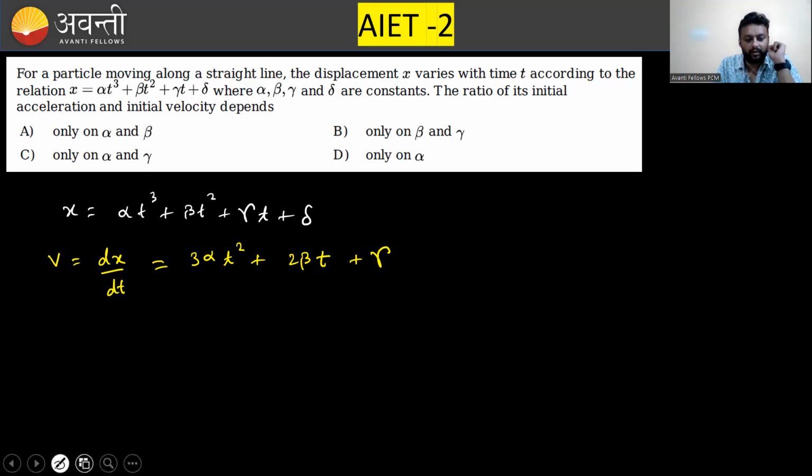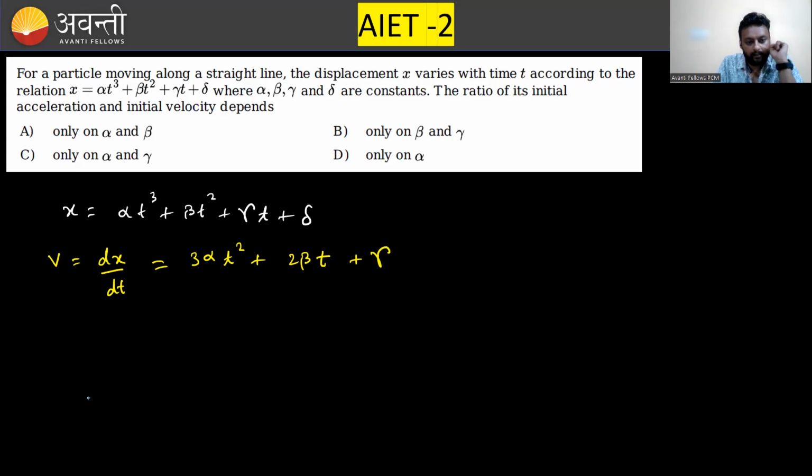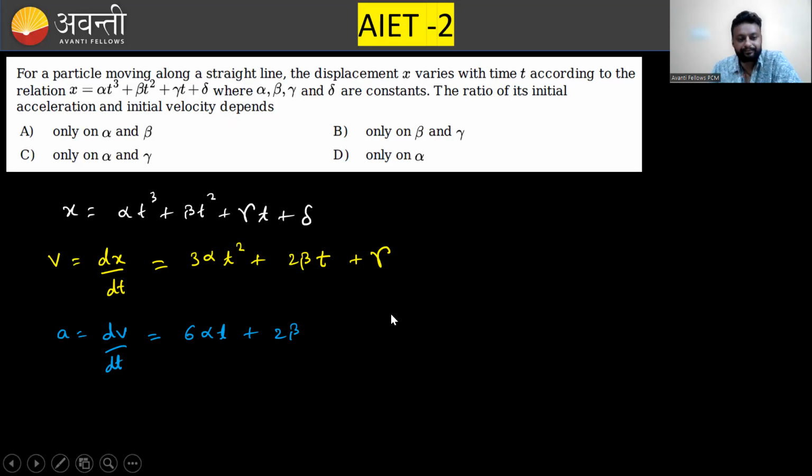This is velocity. Now, again, if I talk about what will be the acceleration, acceleration is what? dv over dt. If you calculate dv over dt, you need to differentiate it, it will become 6 alpha t plus 2 beta, and gamma is constant now, so gamma is going to be 0. Clear?